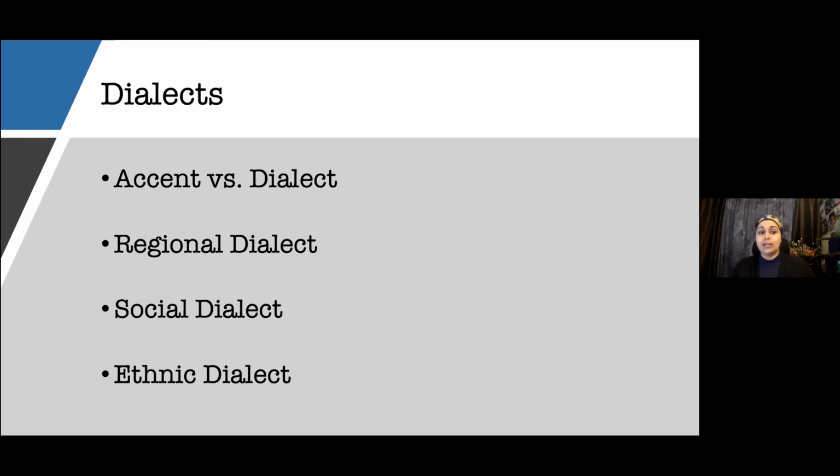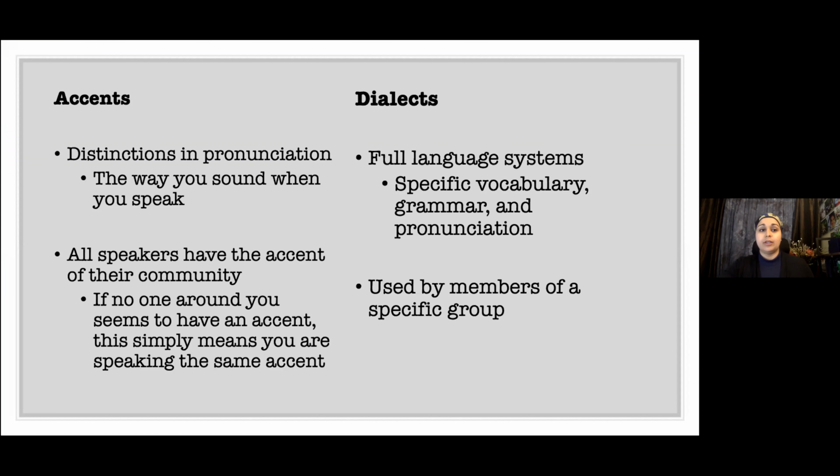Dialects. So you look at accent versus dialect, regional dialect, social dialect, and ethnic. We're going to get into them here. The difference between an accent and dialect, which I found a lot of people didn't realize, is that there are differences between the two. An accent is a distinction in your pronunciation. It's basically how you say the words, the way you sound. Often you hear somebody speak and you're like, oh, you sound like you have a little bit of French in your language, or a little Spanish as you're speaking. That's a little bit of accent.